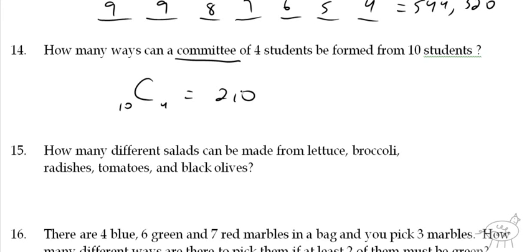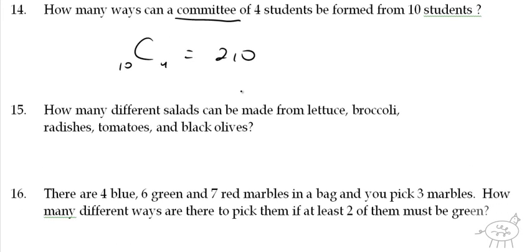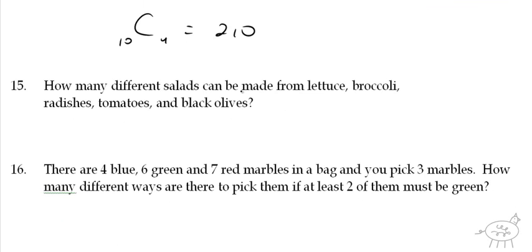And how many different salads can be made from lettuce, broccoli, radishes, tomatoes, and black olives? Oh, I love black olives. Well, remember, this is a similar problem too, but we can do 5 items. We can do 4 items. We can do 3 items. We can do 2 items. Or we can do 1 item in a salad, right?